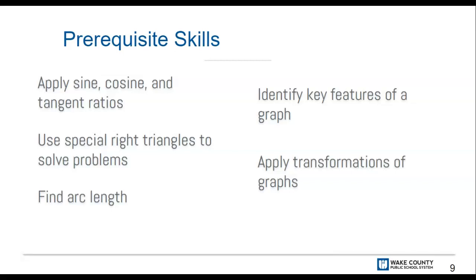Here are some key skills needed to be successful with the content of this unit. You should be able to apply sine, cosine, and tangent ratios, use special right triangles to solve problems, find arc length, identify key features of a graph, and apply transformations of graphs.